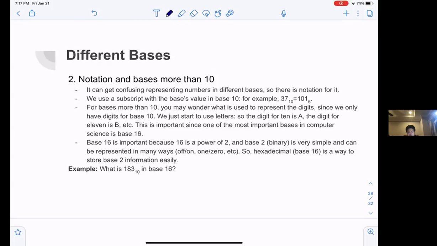Okay, so anyways, enough of that. Let's convert 18310 to base 16. So go ahead and do that, and once you're done, you can send me your answer.